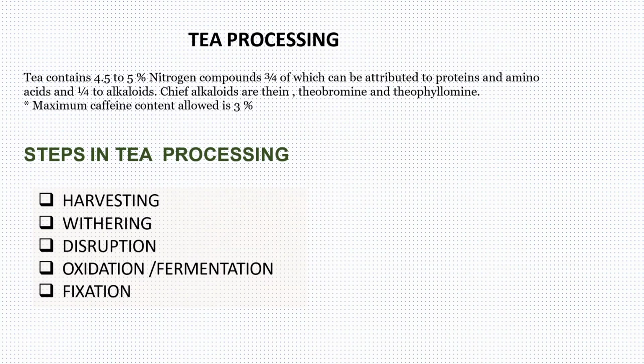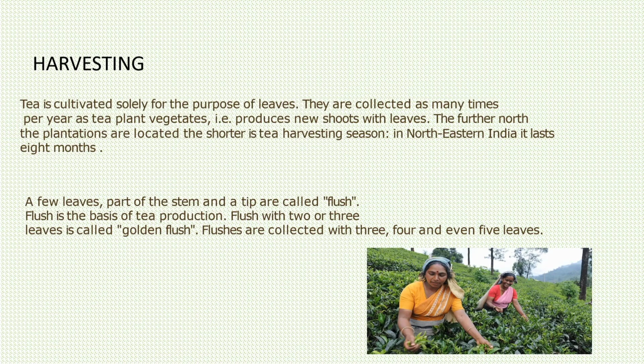Well, as I told you in the introduction, here we'll be learning about the basic steps of tea processing. Well, let's learn about the tea processing. Tea contains nearly 4.5% of nitrogen compounds and the maximum caffeine content is 3% only. So here the steps of processing begin with harvesting. Harvesting, as I told you, you can see in the picture too, the leaves are plucked. The tea is cultivated for the purpose of leaves because tea leaves are the main ingredient for the tea.